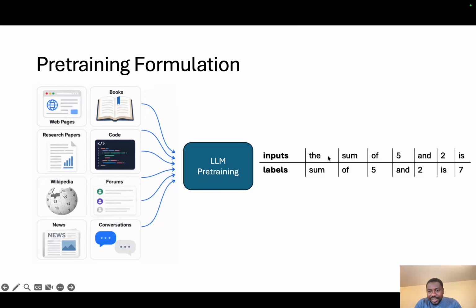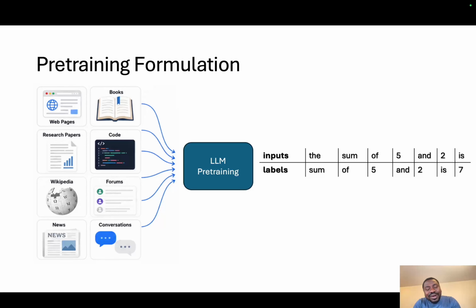So for example, given the sum of 5 you want to predict 2, and given the sum of 5 and 2 you want to predict something like 7. So basically it's like taking this top and predicting what's below. You take a prior context and you want to predict what comes next.